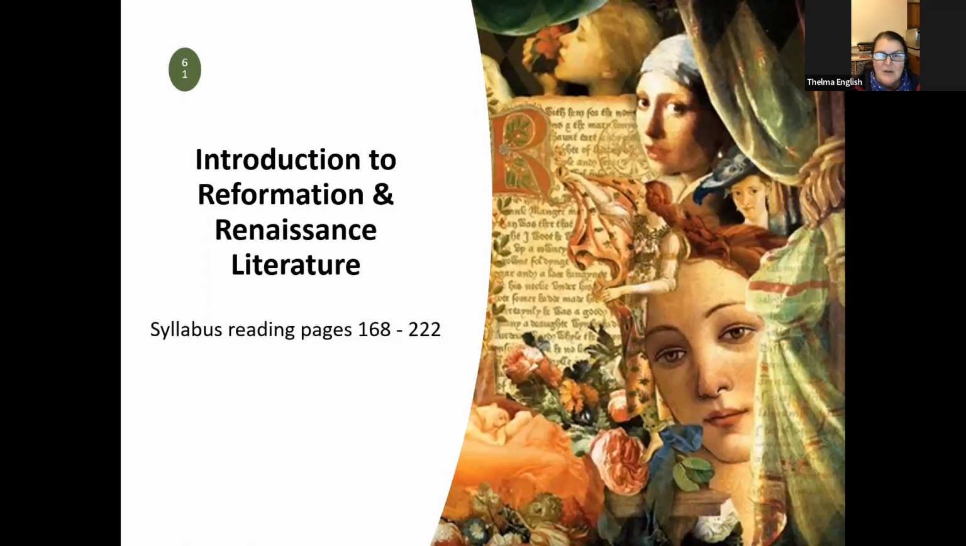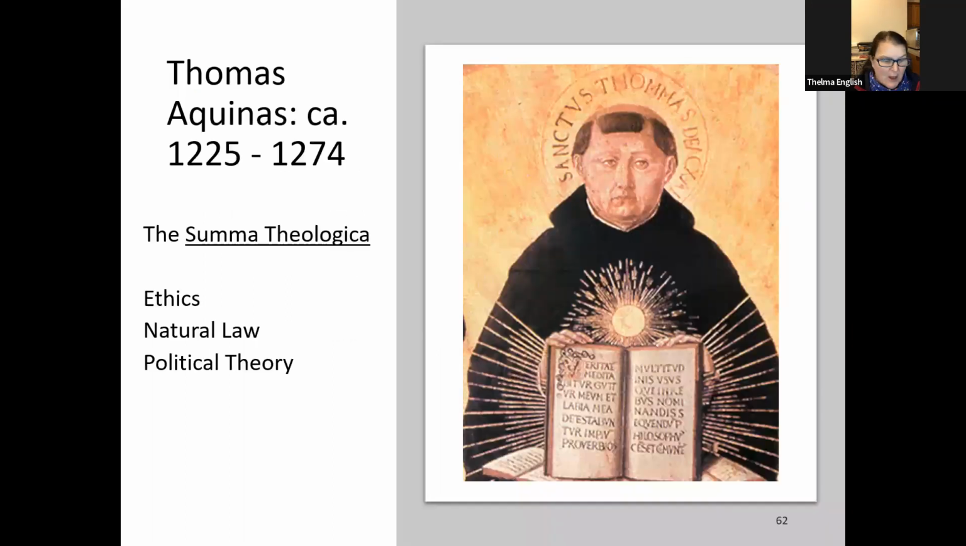Everything is carved in stone. If you couldn't read, you would know the Bible stories just by what's carved in stone. Absolutely amazing, giant place. All right, in your syllabus you're going to be reading Thomas Aquinas's Summa Theologica.